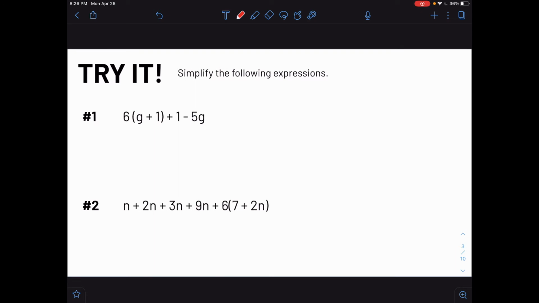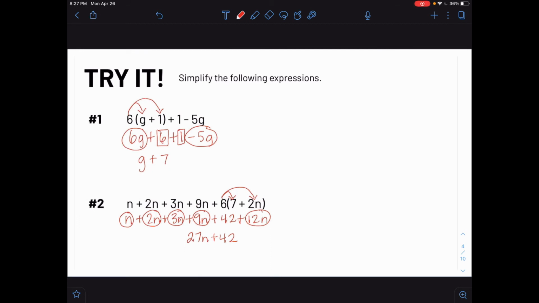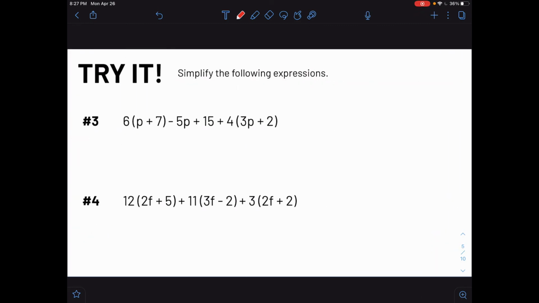Go ahead and try these first two problems. Accurately copy them down into your notebook. Show all the moves you did to simplify. Press play when you're ready to check your work. I want you to try problems 3 and 4, copy them into your notebook, show all the work you did to simplify, and then press play when you're ready to check your answers.